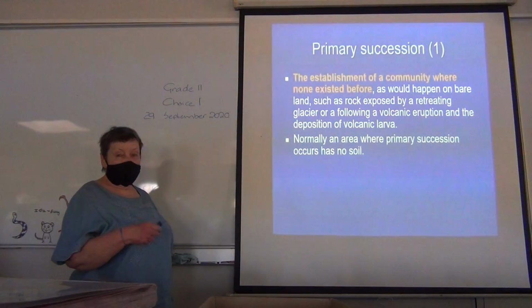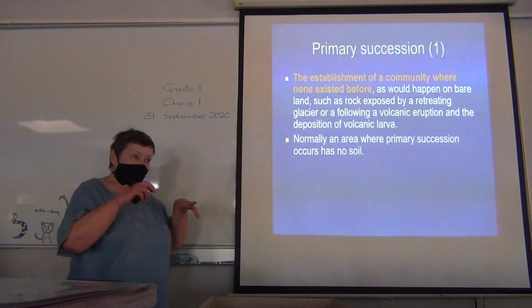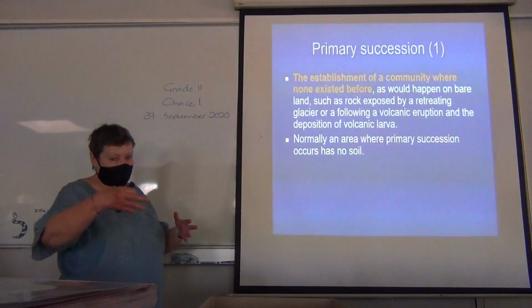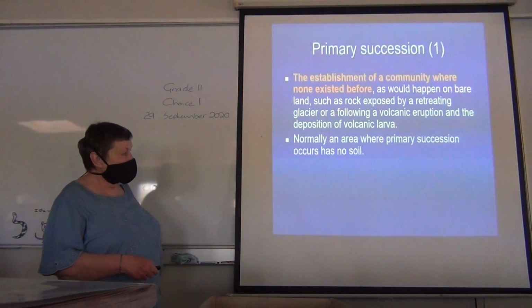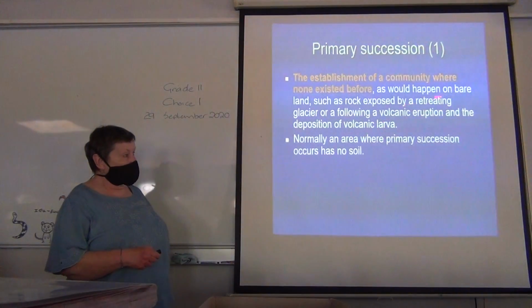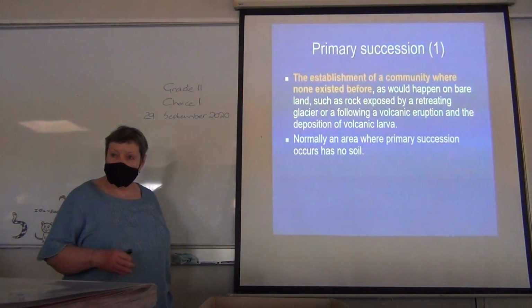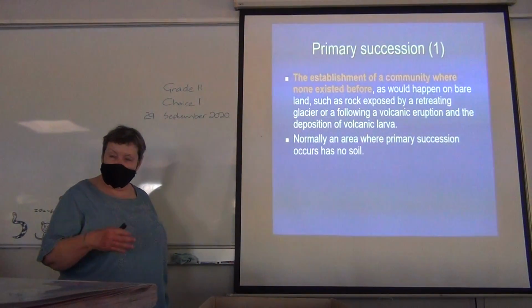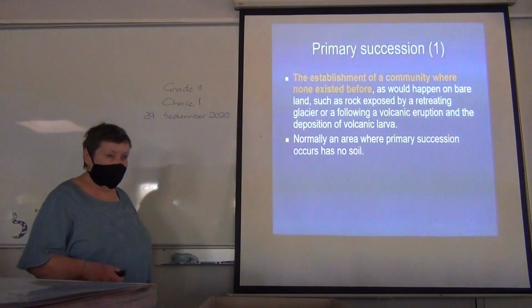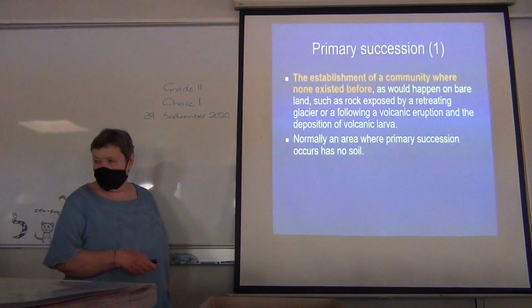Okay, so when a glacier melts, it retreats. It's said to retreat. In other words, it just gets shorter because it's melted at the front. Another example would be if a volcanic eruption has occurred and volcanic lava has been deposited, then there's no soil, no plants, no animals, etc., and a primary succession will occur.